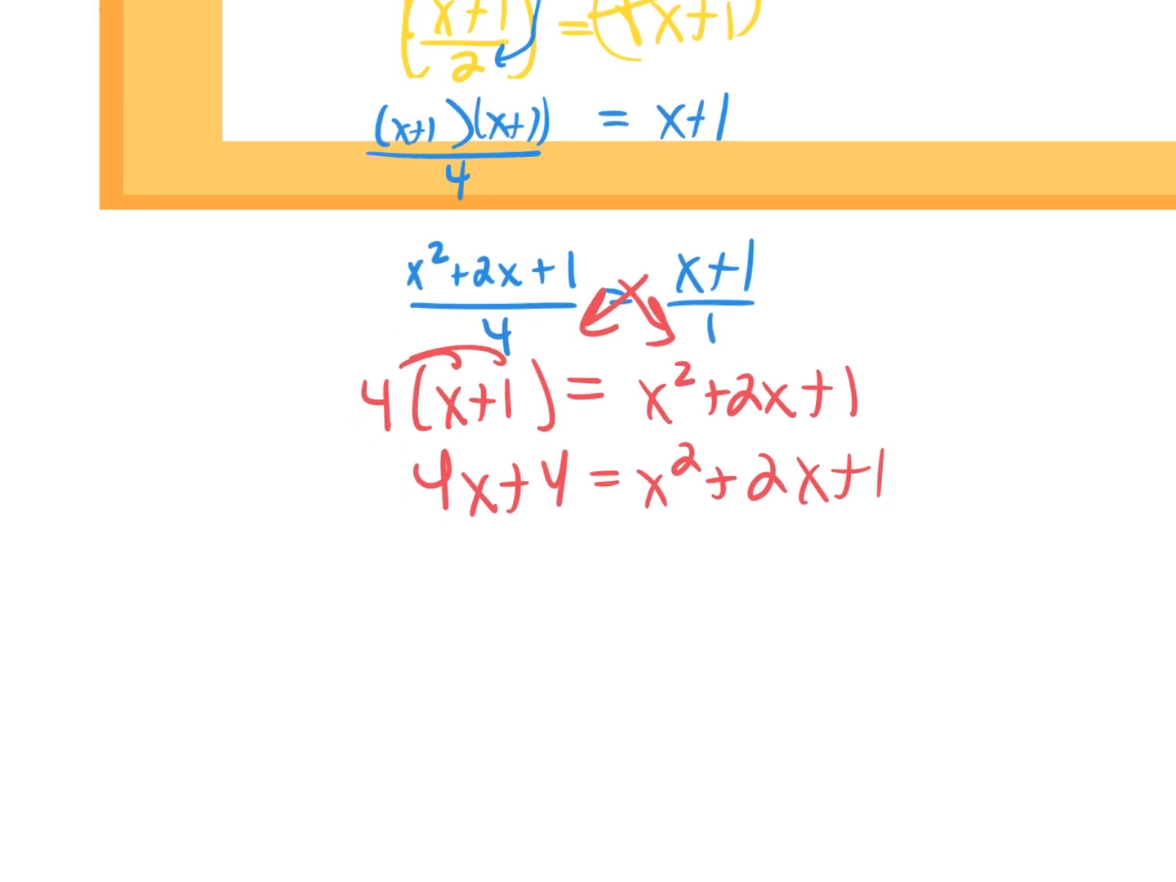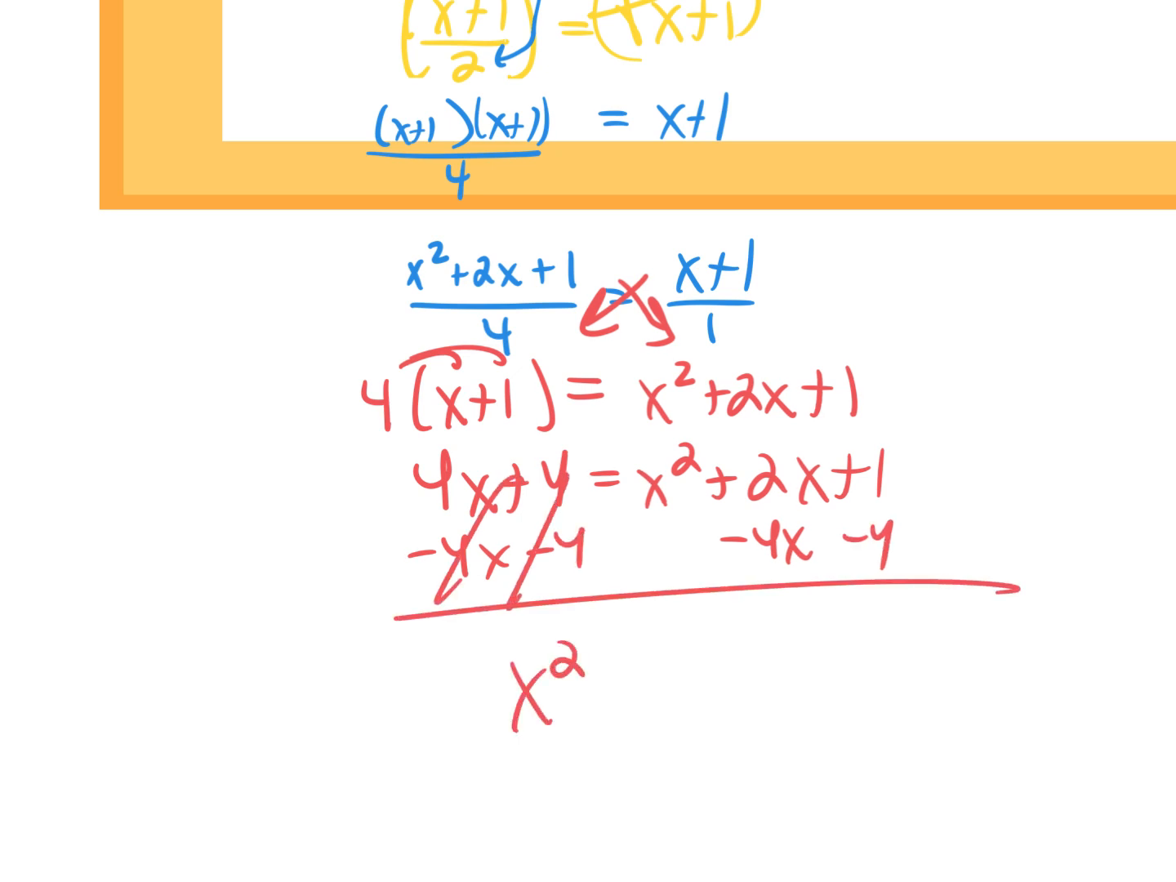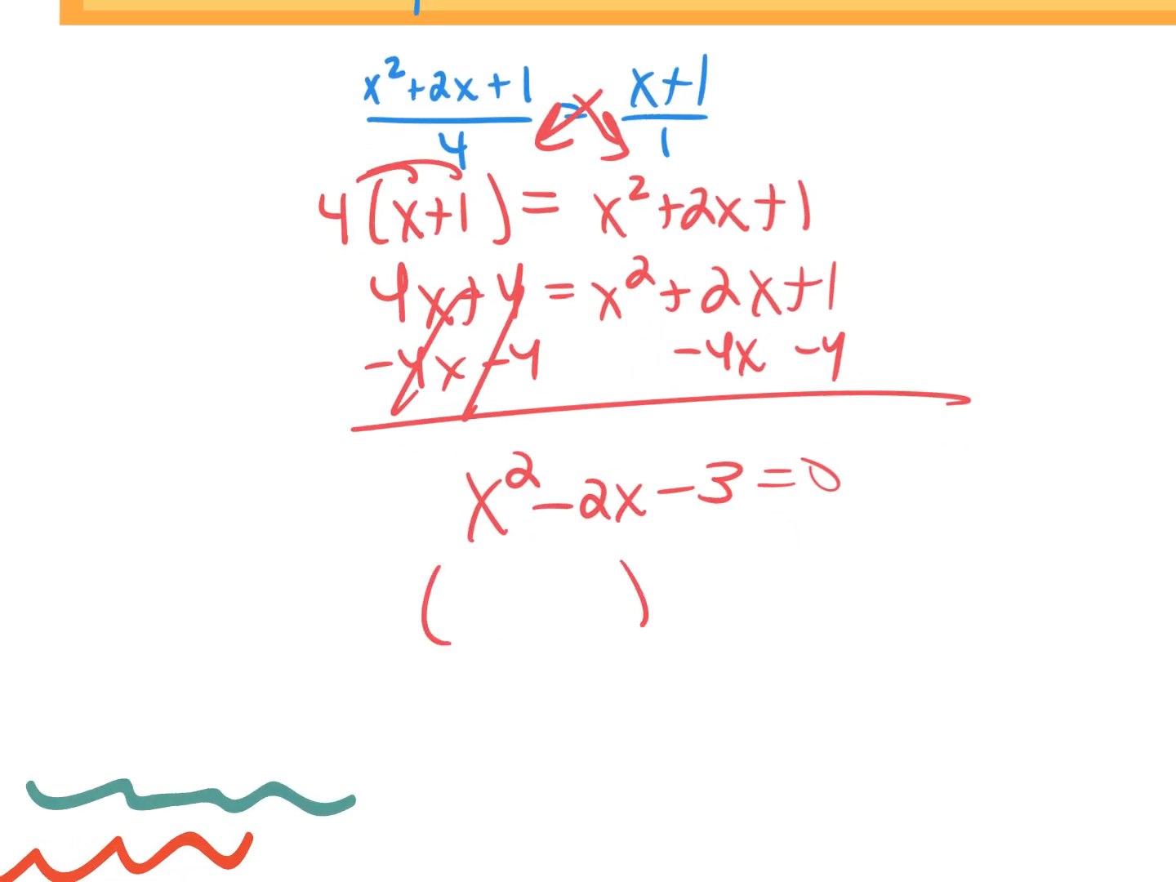And now that I have a quadratic, I'm going to get everything on one side. So minus 4x, minus 4, minus 4. We're left with x squared minus 2x minus 3 equals 0. So we're going to go ahead, factor and solve. So x minus 3, x plus 1. I have x equals 3 and x equals negative 1.